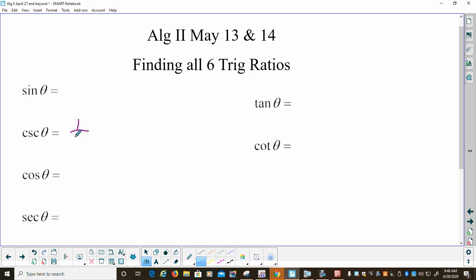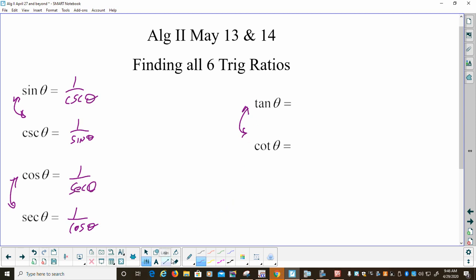Cosecant is the reciprocal of sine. Sine is the reciprocal of cosecant. Ooh, that's terrible. I should erase that. In other words, these first 2 are reciprocals of each other. These 2 are reciprocals of each other. In other words, cosine is 1 over secant, or secant is 1 over cosine. They are reciprocals. Okay? And likewise, these are reciprocals of each other.